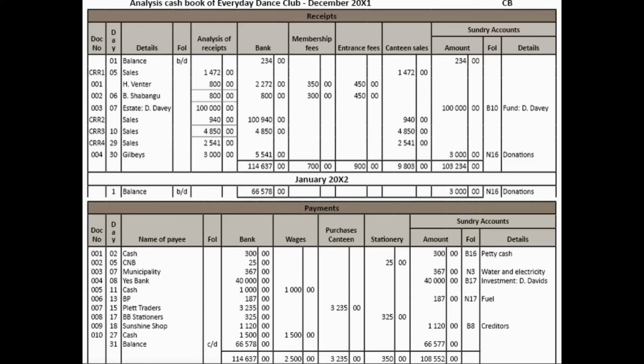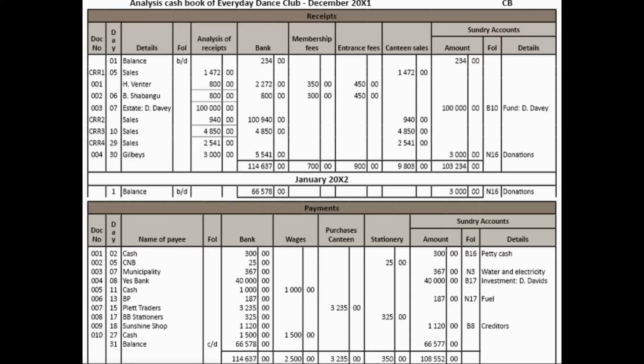Okay. And then purchases canteen, yes, there was a nominal account that you've already opened, number N2. So you have a total in that account of 14,253. And also on the debit side of that account, you will write bank 3,235.5, and that will be on the 31st because it's a total that you post. Stationery, there was no stationery account. So you'll have to open a stationery account, and then on the debit side, you will just write bank, 31st, and there were 350 is that total.